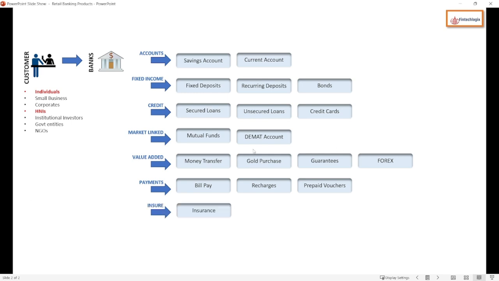The next category here is insurance, where we give different types of insurances.